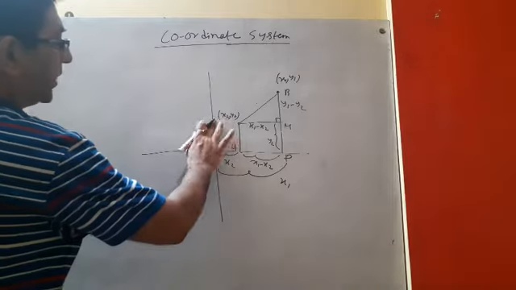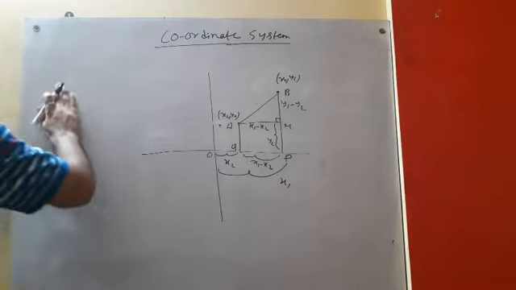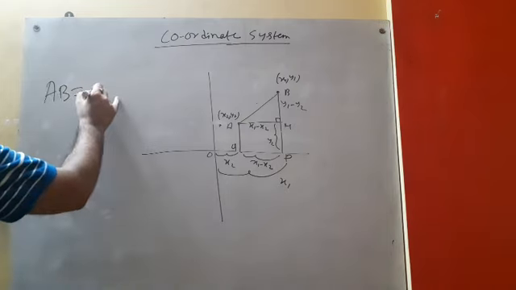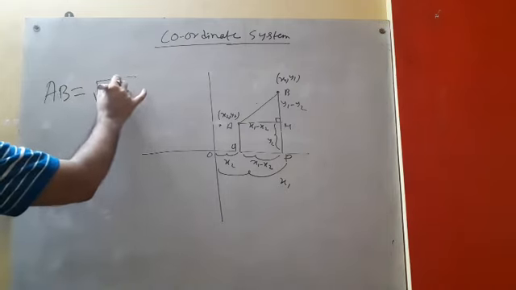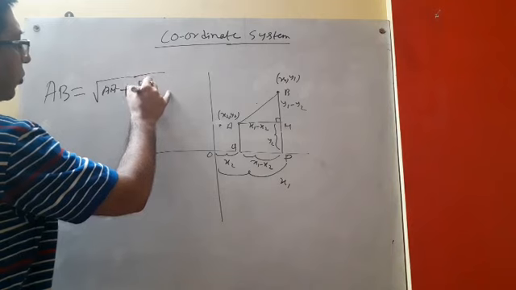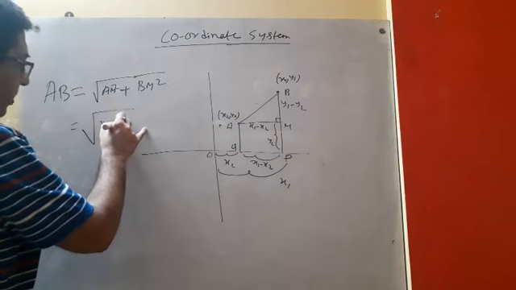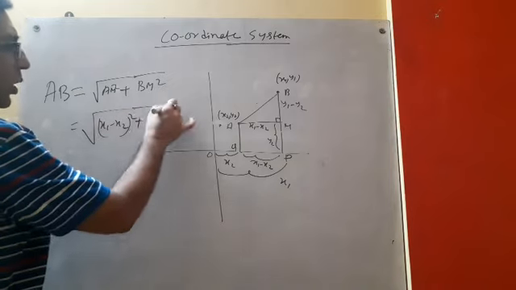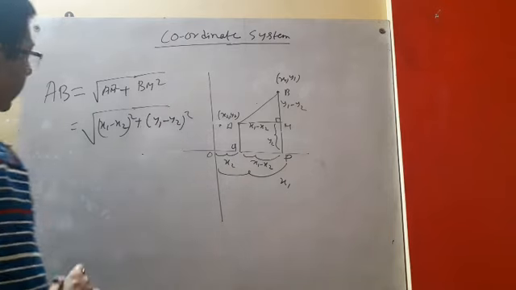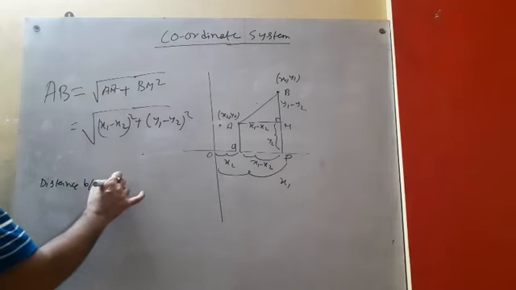Now what is AB? AB is the hypotenuse. So AB equal to root over AM square, base square, plus BM square, perpendicular square. That means what is AM? x1 minus x2 whole square plus what is BM? y1 minus y2 whole square. That means the distance between 2 points.